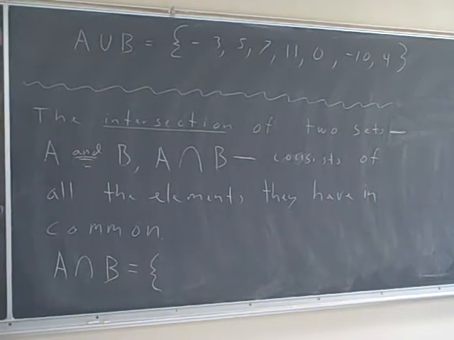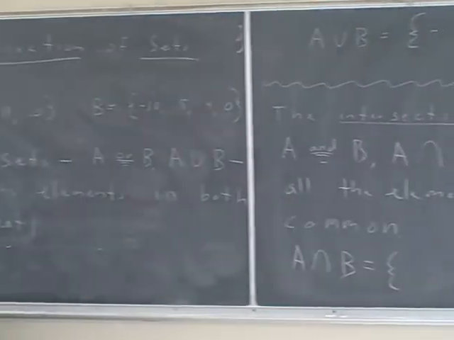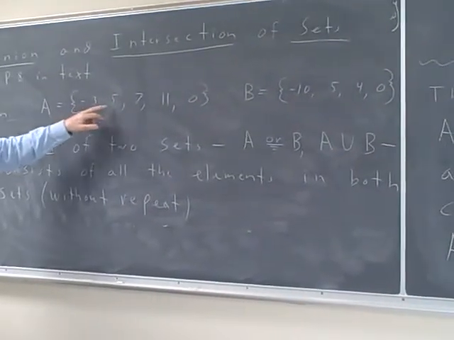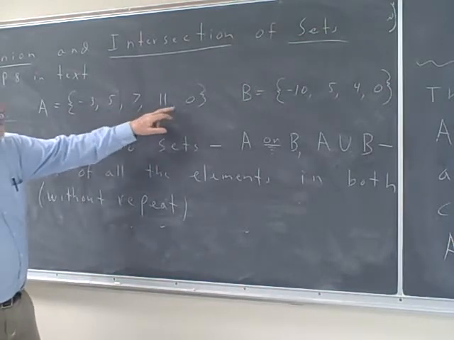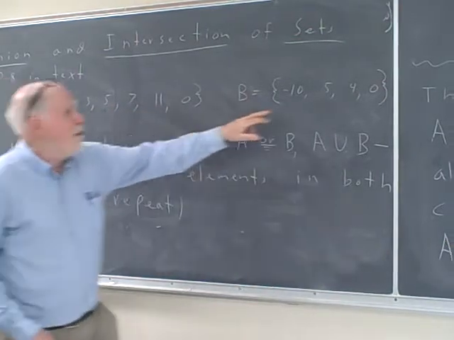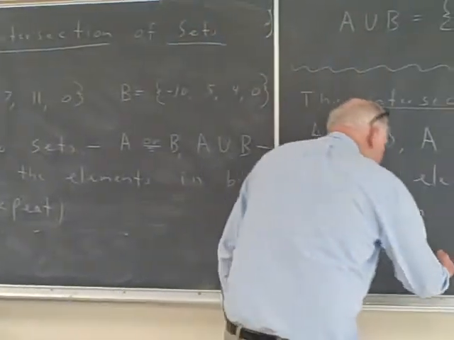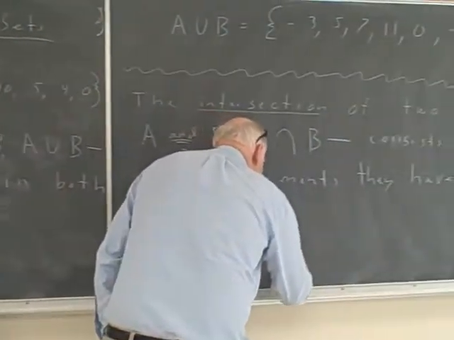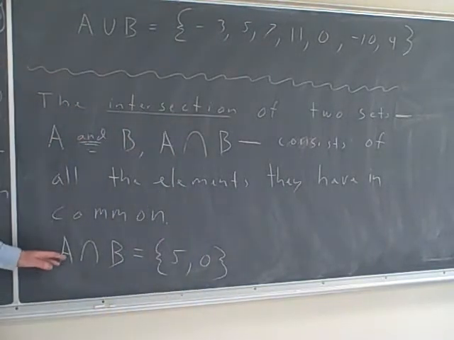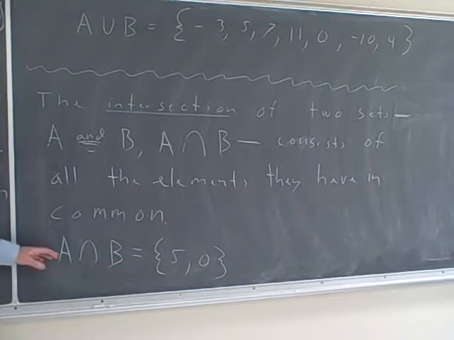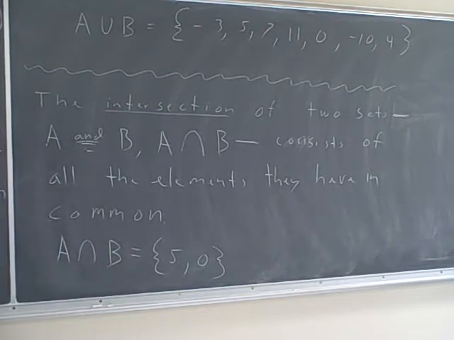So I look over here at the two sets, and I see, well, -3 is not common. Well, 5's in both sets, right? 7 is not, 11 is not, 0. Only 5 and 0 are common to both sets. So I put a 5 here and a 0 here. And I make my little squiggly bracket there. And that is A intersection B, or A and B. Each element is both in A and B.